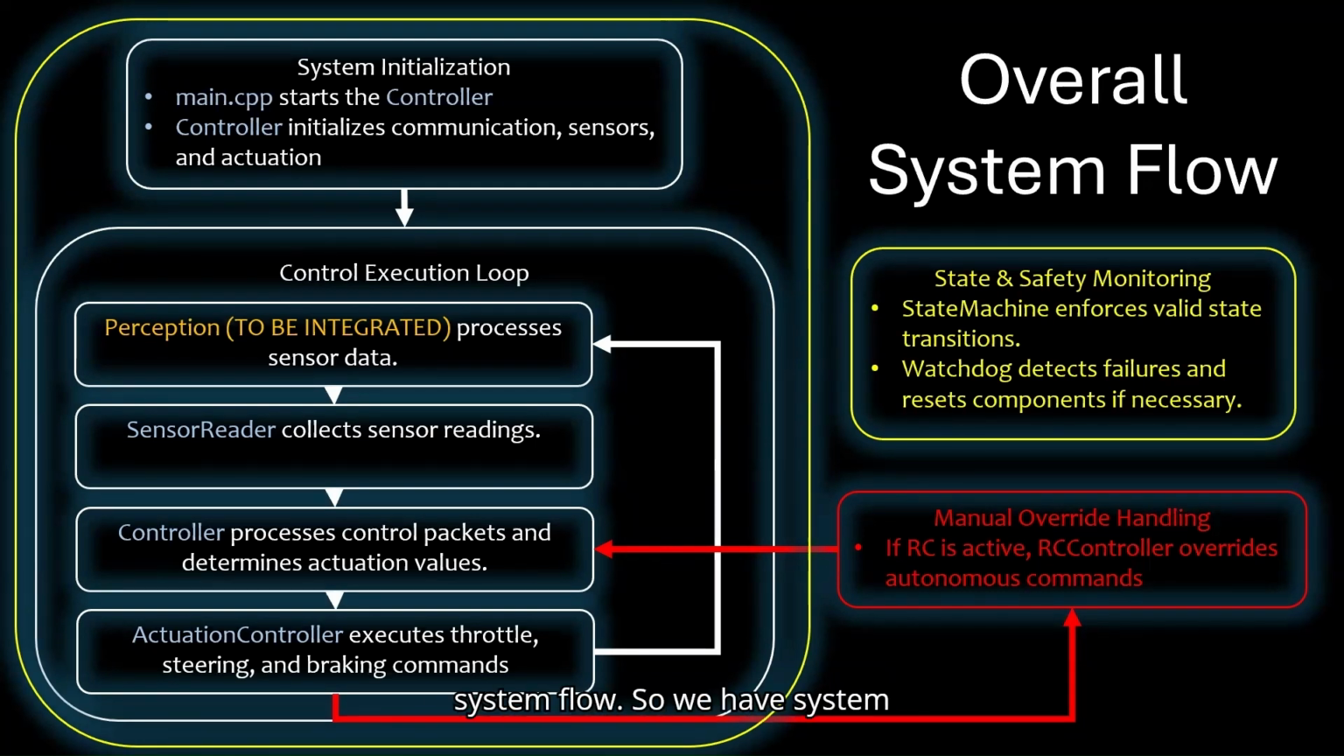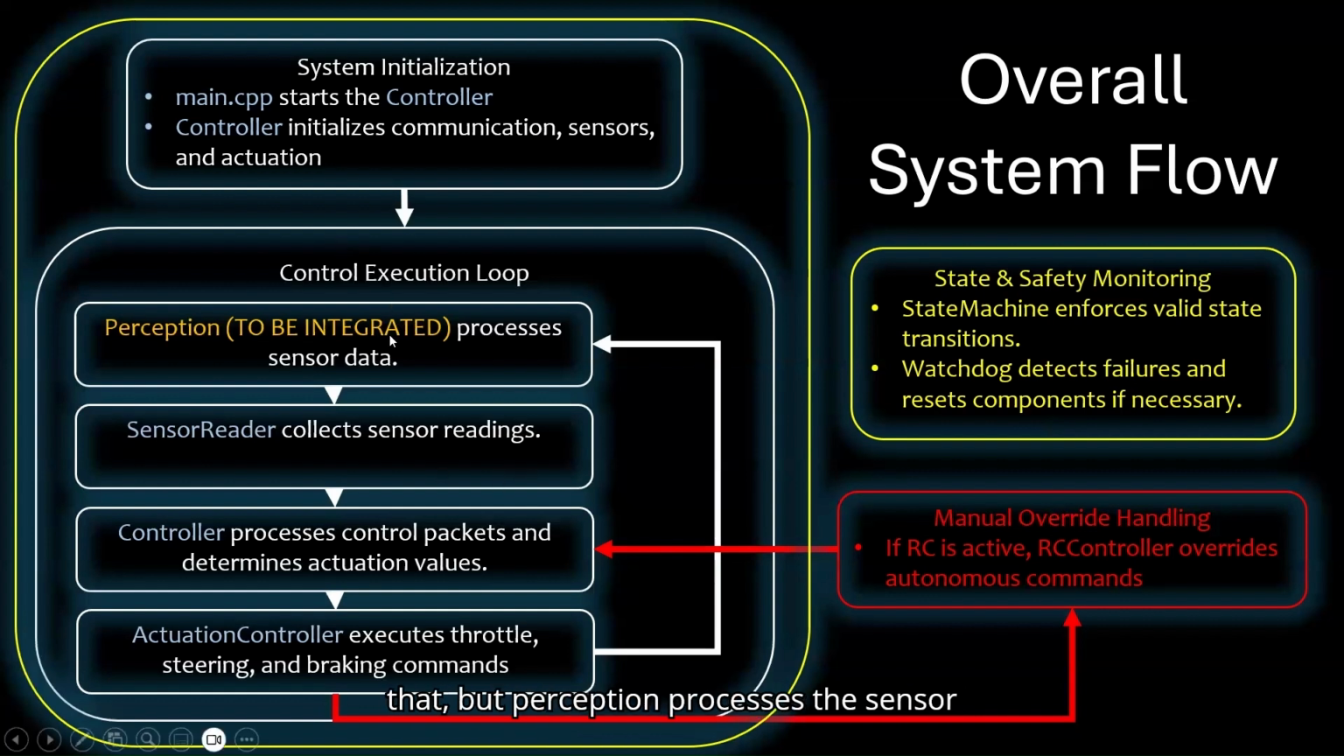This is the overall system flow. So we have system initialization. Main CPP starts the controller, and the controller initializes communication, sensors, and actuation. We go into this state here, which is the core control execution loop. Perception to be integrated. So what I'm working on this quarter, and possibly what you're working on in the future, anyone watching this, or maybe it's already implemented and you're improving it or something like that.